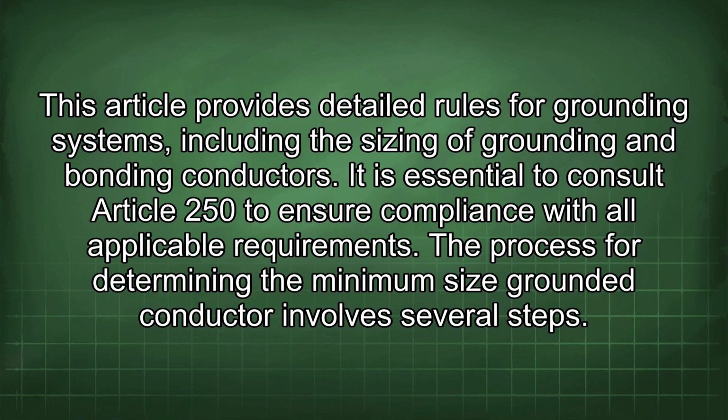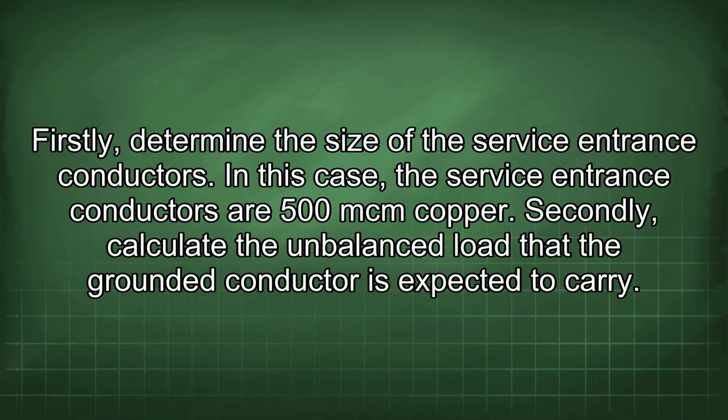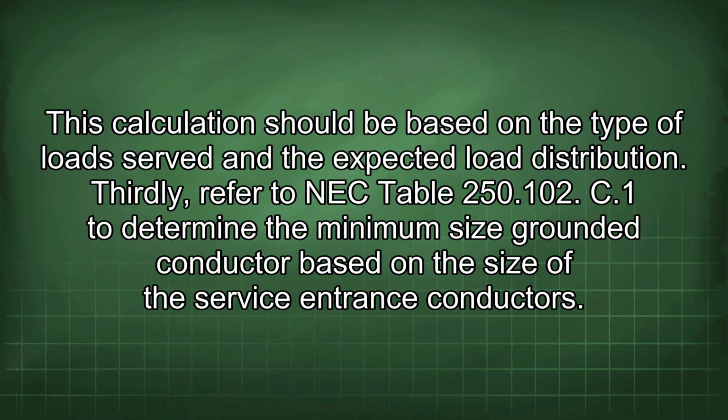The process for determining the minimum size grounded conductor involves several steps. Firstly, determine the size of the service entrance conductors. In this case, the service entrance conductors are 500 MCM copper. Secondly, calculate the unbalanced load that the grounded conductor is expected to carry. This calculation should be based on the type of load served and the expected load distribution.